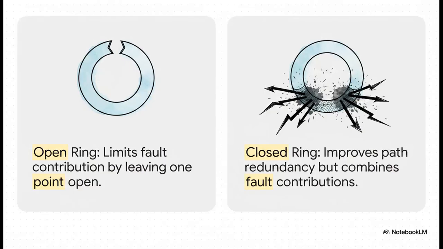But of course, there's always an engineering trade-off, right? Operating an open ring safely limits your fault currents. A closed ring, however, maximizes your redundancy, but at a huge cost. Running closed means that if a fault happens, power from all those connected sources is going to rush toward that single fault point simultaneously, and that creates massive short-circuit challenges.